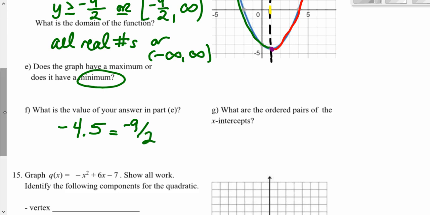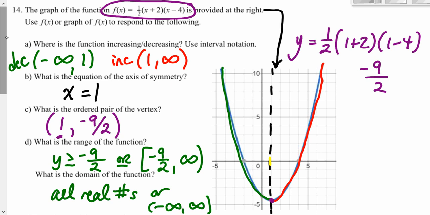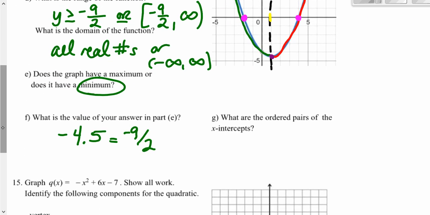And the x-intercepts, I think we could see both in the equation and in the graph. This was in factored form. So right here, I can see that I'm going to have an x-intercept over here at -2. And over here, I can see I have an x-intercept at 4. So -2 and 4 are my x-intercepts, and I want to write those as ordered pairs.